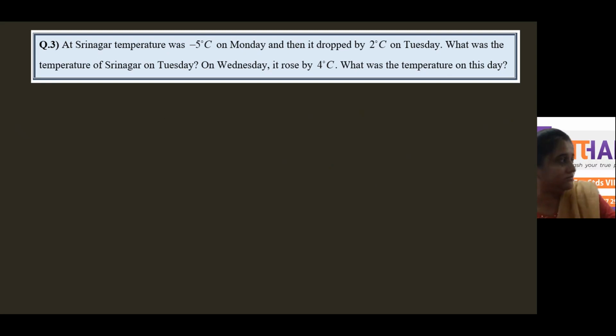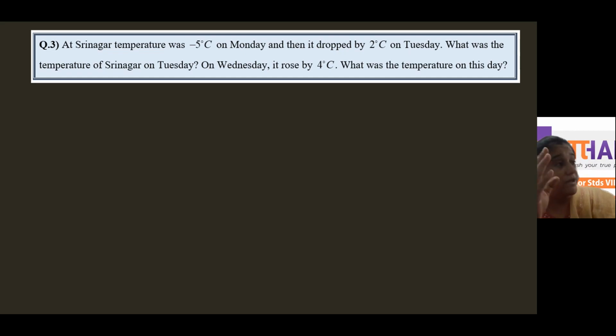So that you don't go wrong. Next, at Srinagar, temperature was -5°C on Monday, and then it dropped by 2°C on Tuesday. That means it comes minus. What was the temperature of Srinagar on Tuesday?